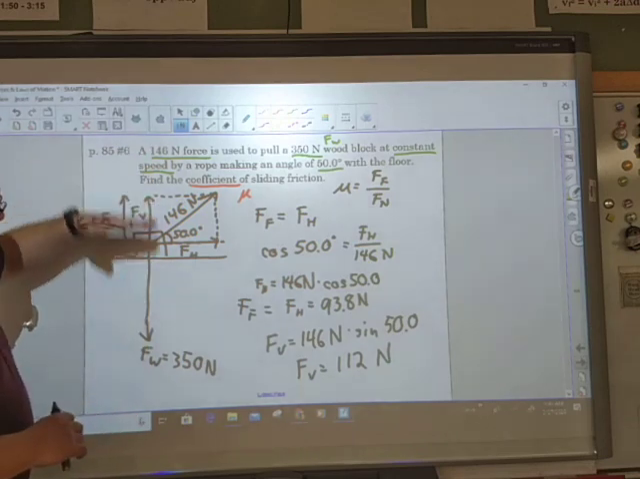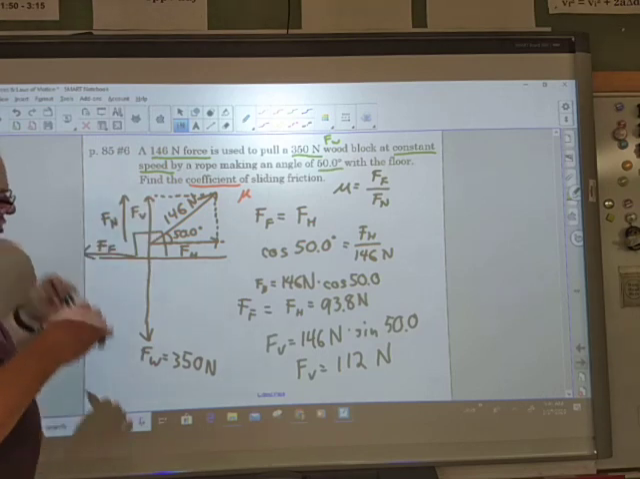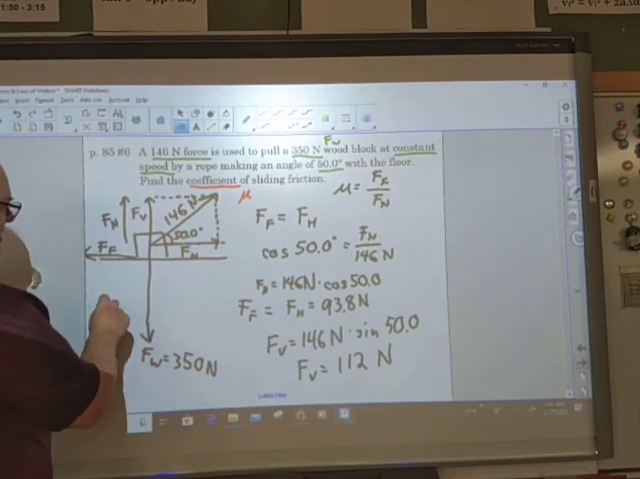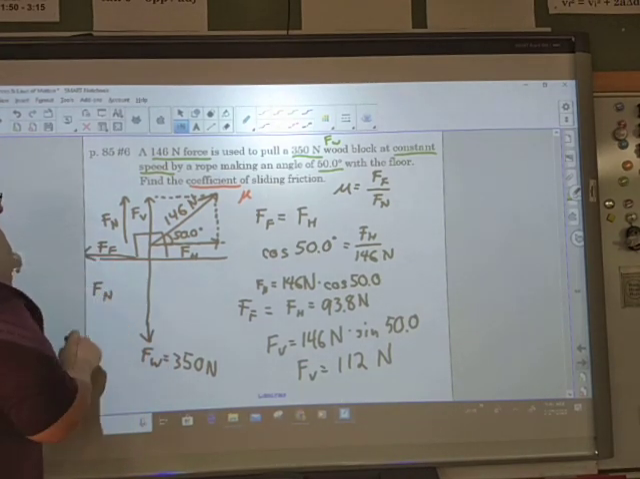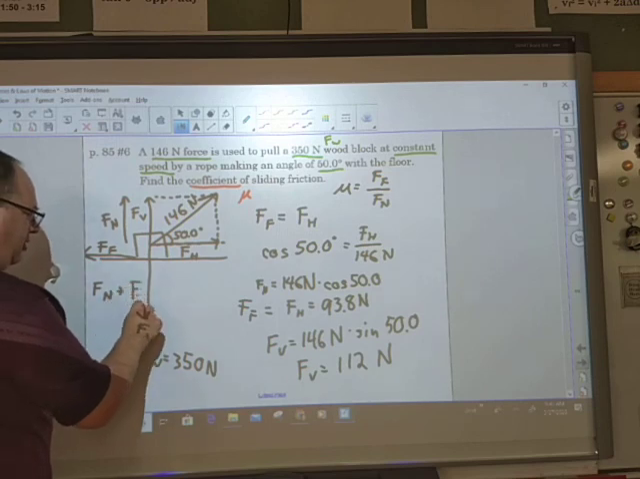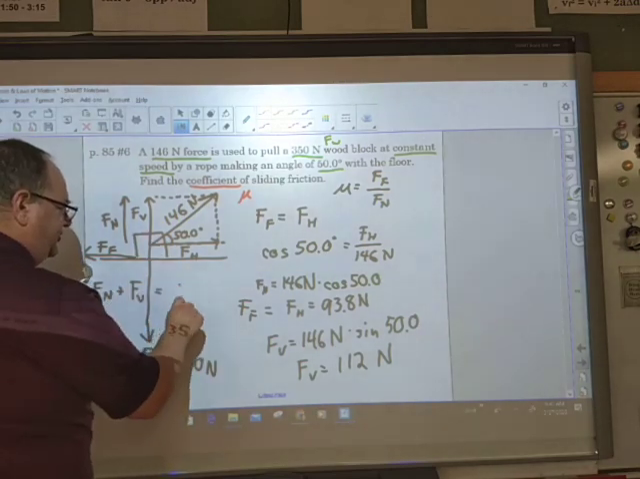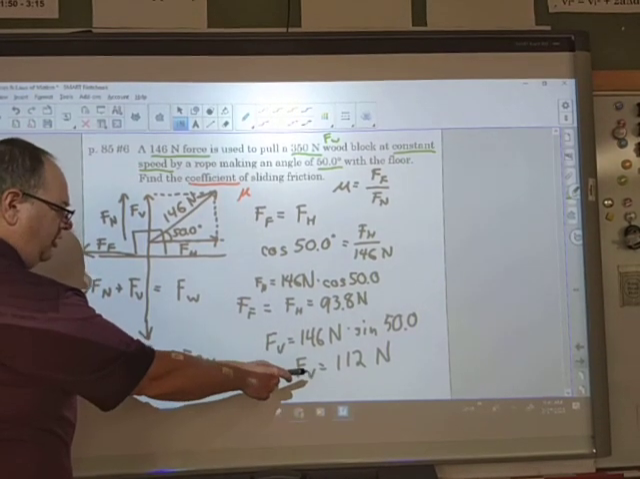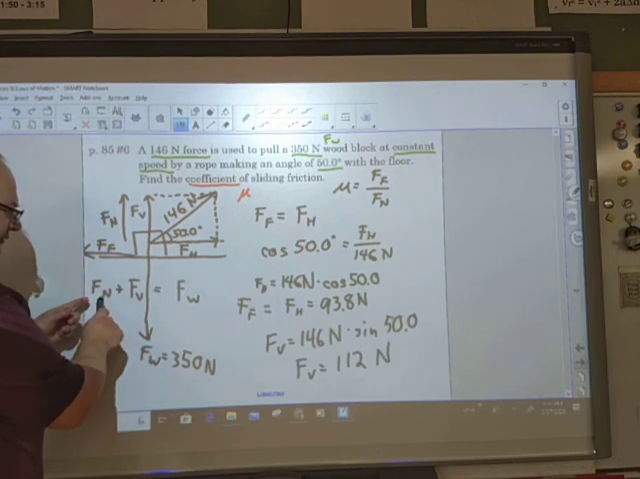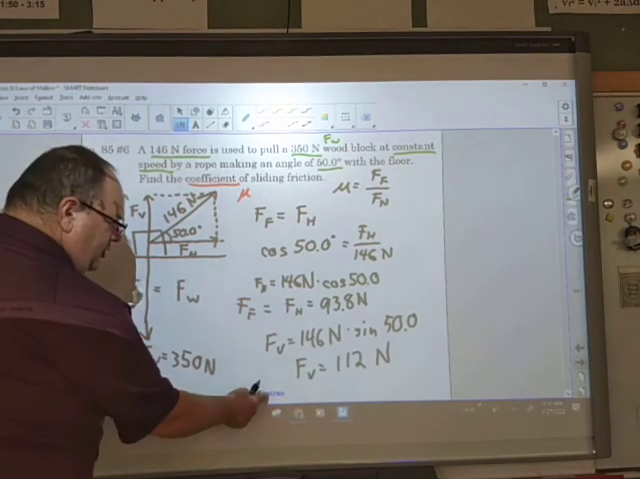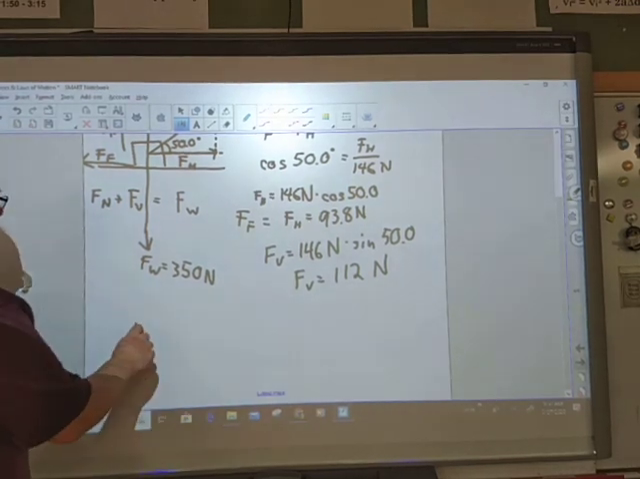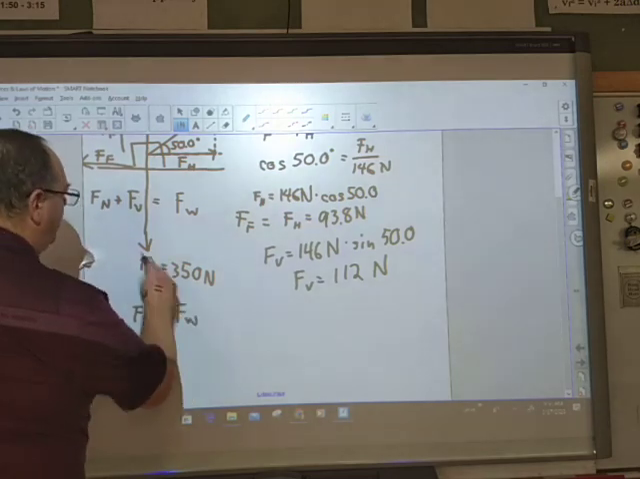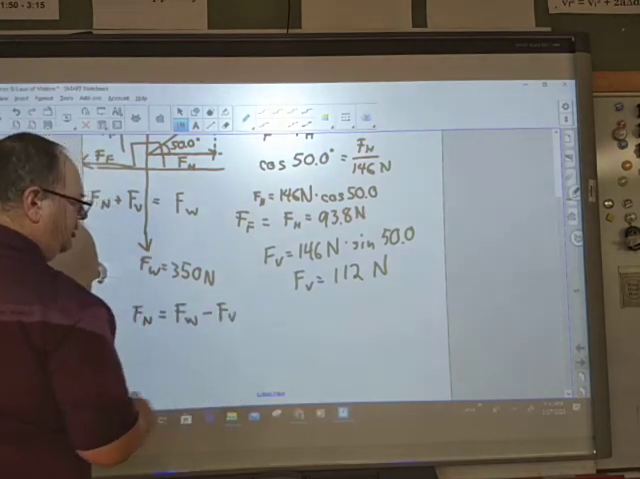I have to have my forces balanced in this direction. So we can reason this out and say, from a magnitude standpoint, the upward forces, which are the normal force and the vertical component, have to equal the downward forces, which is the weight. Now, I just figured out my vertical component and I know my weight, so I can find my normal component. My normal component is going to be my weight minus my vertical component.